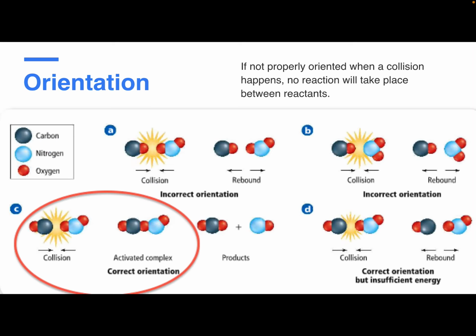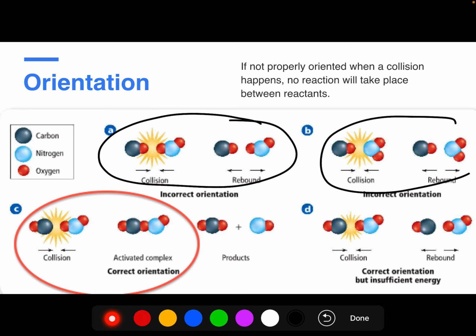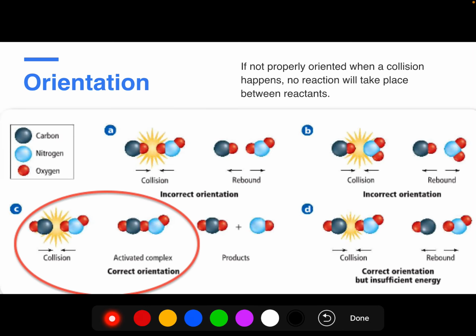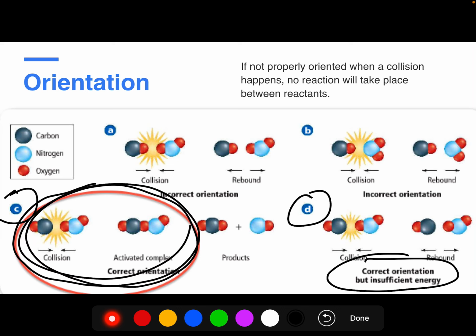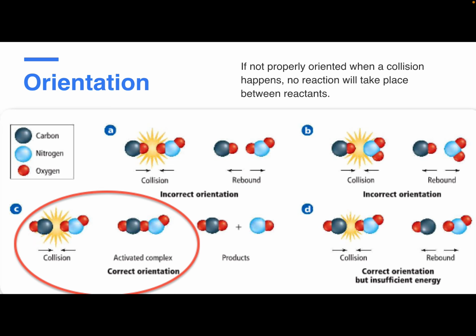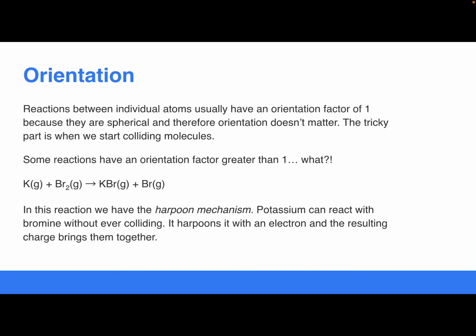So just kind of a visual here. No matter what happens, if you have incorrect orientation, you can't have a successful reaction. The only way you can have one is if you have correct orientation. But then, once you have correct orientation, remember you still have to get over the activation barrier, so there's still two options. Even with the correct orientation, this one doesn't have enough energy. This one has correct orientation and enough energy, and so this one will react.